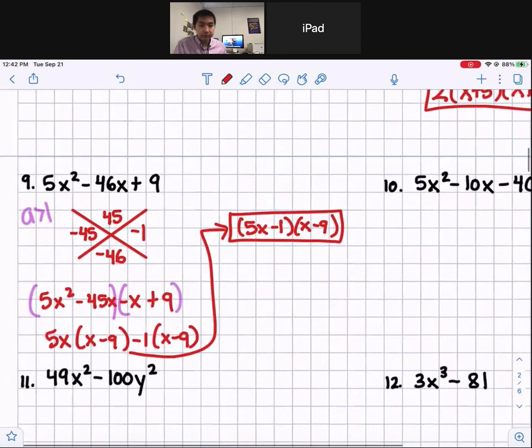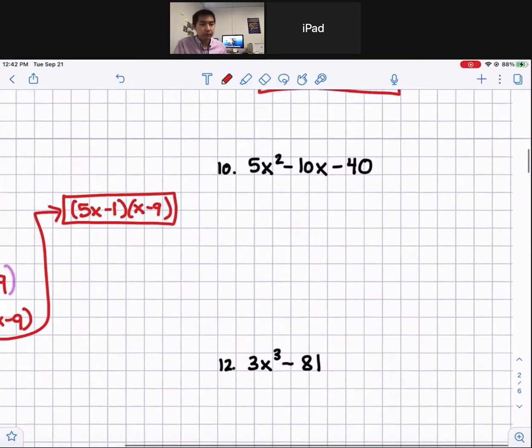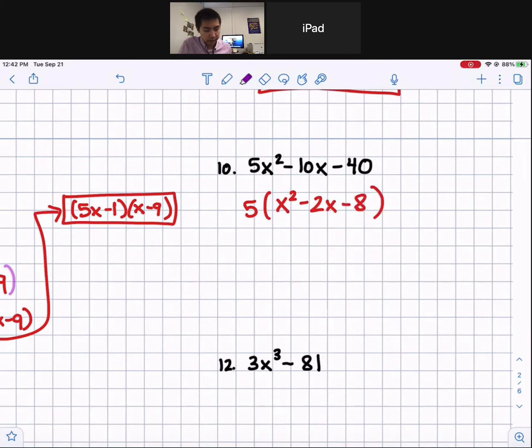Okay, number 10. Can you factor out something from each term? Yes, you can factor out a 5. Now we have an a equals 1 case, right? That's 1. So now you guys do the x method and just use the two side numbers: -8, -2.